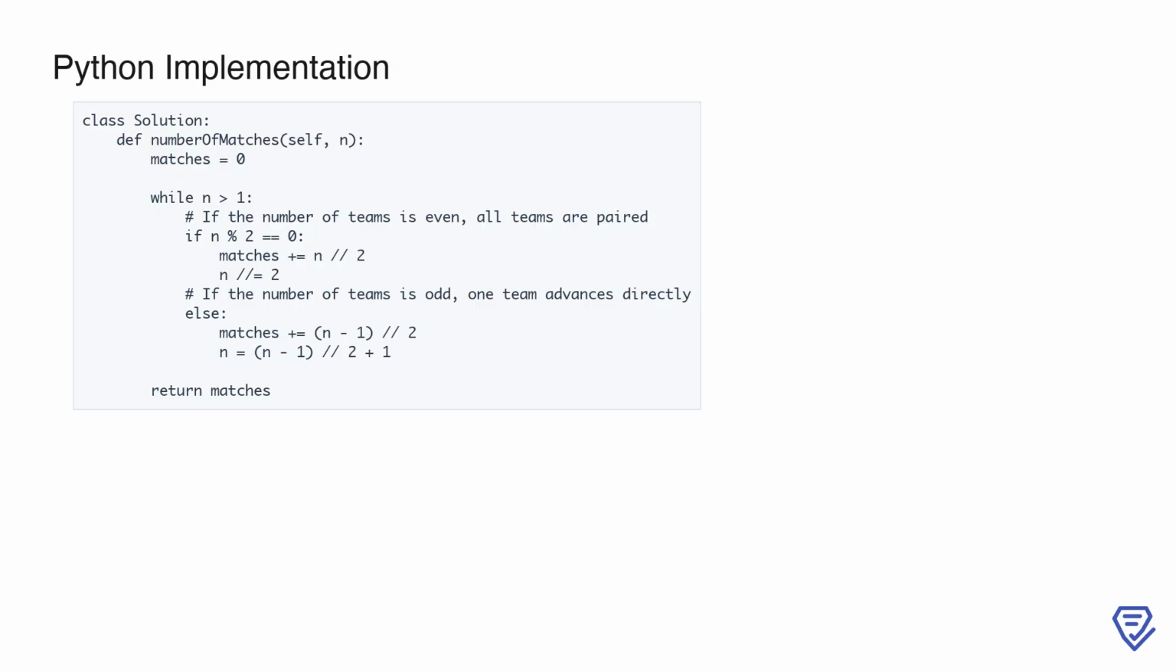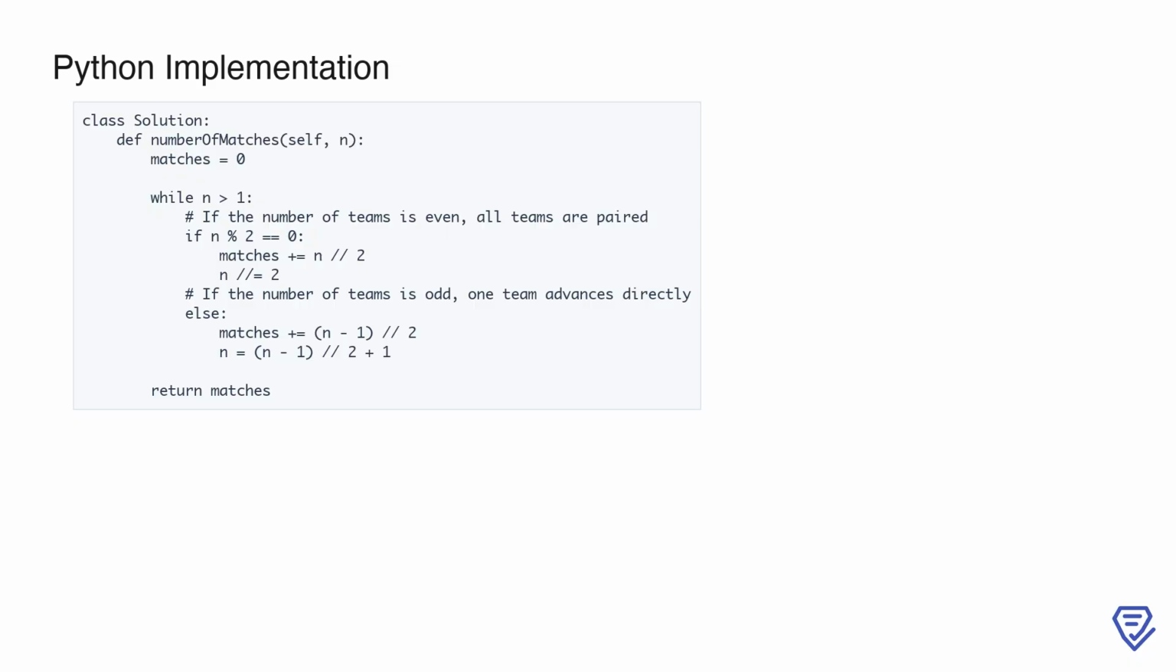2. Loop until only 1 team remains. The while loop runs as long as there is more than 1 team, n greater than 1. This ensures we process every round of the tournament until a winner is determined. 3. Even number of teams. If the number of teams n is even, all teams can be paired. We calculate the number of matches in the current round as n//2 and add this to the matches counter. The number of teams advancing to the next round is then updated to n//2.